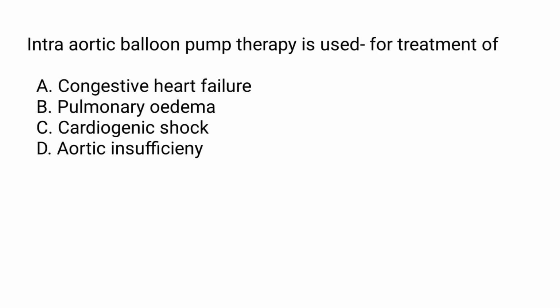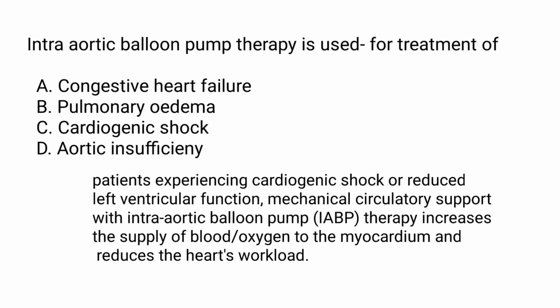Intra-aortic balloon pump therapy is used for treatment of option A, congestive heart failure, option B, pulmonary edema, option C, cardiogenic shock, option D, aortic insufficiency. The answer is cardiogenic shock. In patients experiencing cardiogenic shock or reduced left ventricular function, mechanical circulatory support with intra-aortic balloon pump therapy increases the supply of the blood or oxygen to the myocardium and reduces the heart's workload.